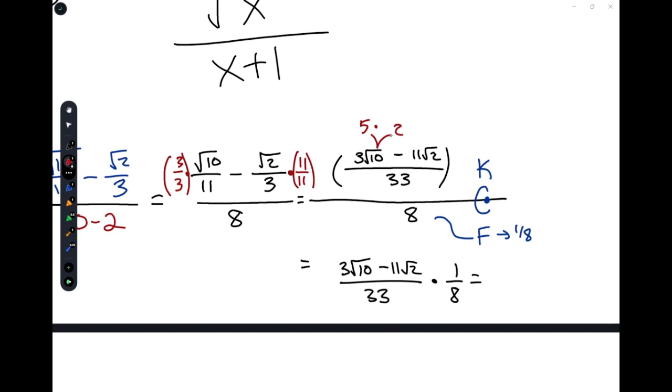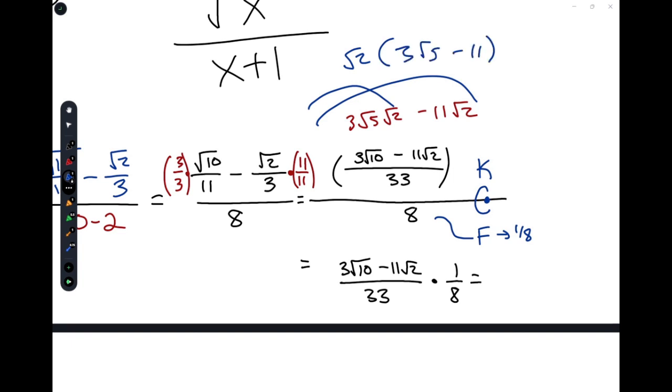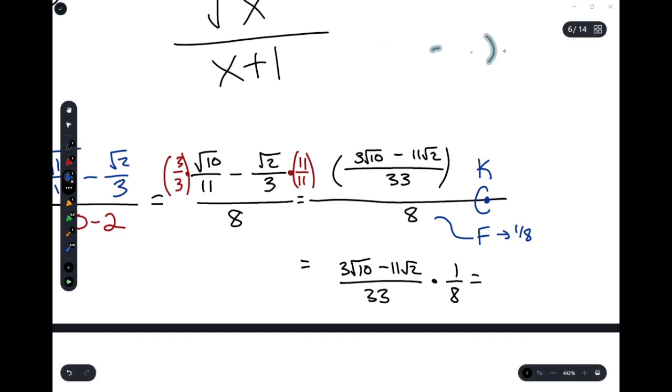Okay, this is not simpler, but you're allowed to. What if you did 3 root 5 times root 2, 11 root 2, and then yank the root 2 out of there just for fun, so you have root 2 times 3 root 5 minus 11? Not simpler. You don't have to do that. That's just if you're tracking with math. Don't do that. That's not easier. It's just allowable.